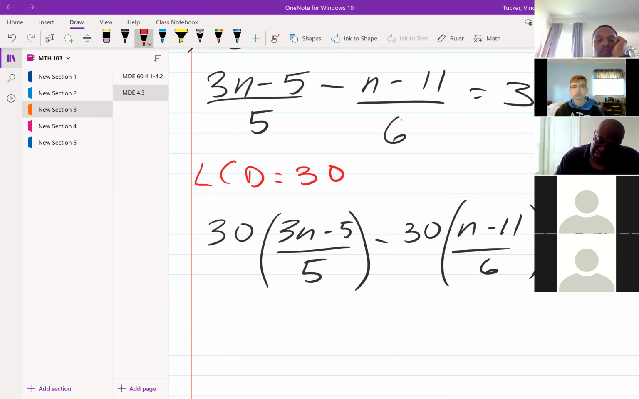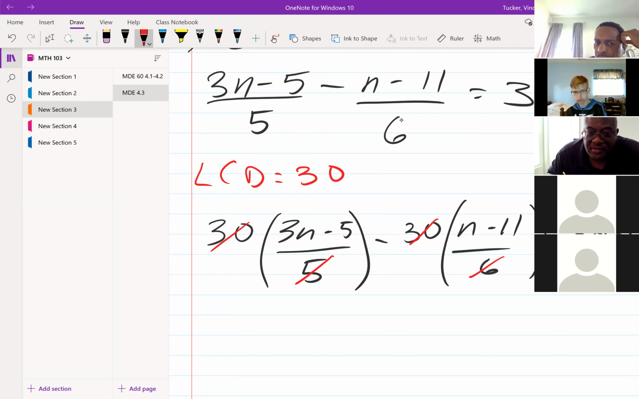Now, automatically I can reduce 30 with 6. 6 divided by 6 is 1. 30 divided by 6 would be 5. I can reduce, not reduce, but 6 will go into 30 five times. I take that 5 and multiply it to the n and to the 11. Am I correct? That's a positive 5.